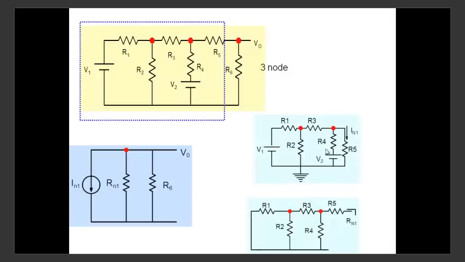Norton's current is found by shorting this point here. So we short from here to here, and we get this circuit to find Norton's current.